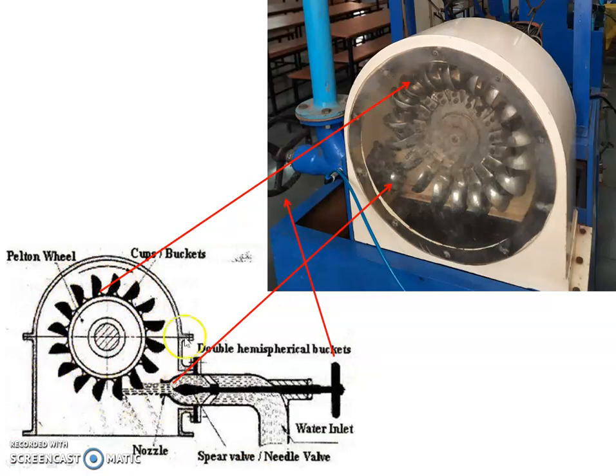So this is the schematic sketch of the hydraulic turbine. At the center we can see the shaft, surrounding which there is a wheel, which is also referred to as the runner, and at the periphery we can see that there are buckets attached. These are also referred to as vanes, or they are also called cups. And here we can see there is a nozzle through which the water flows. This is the inlet pipe.